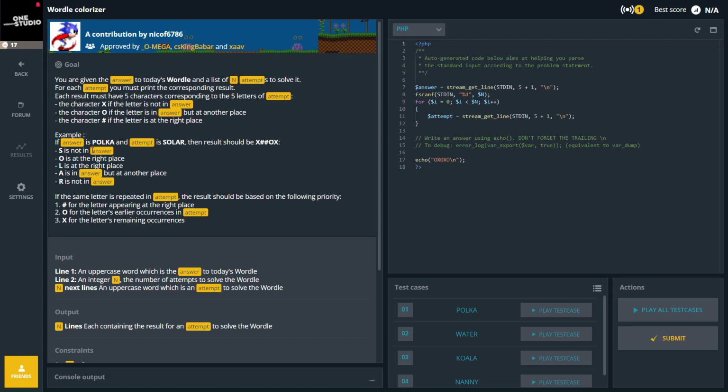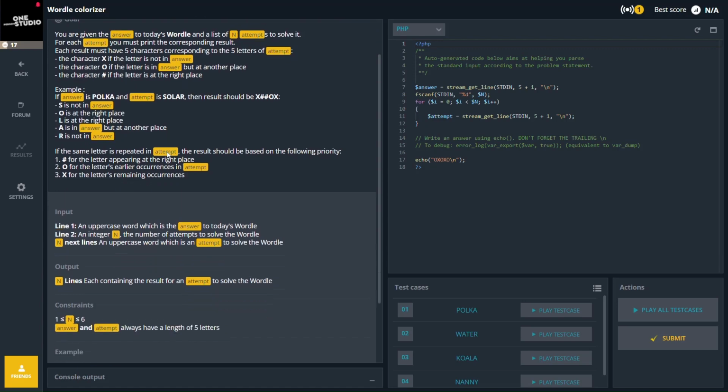Example, if the answer is POLKA and the attempt is SOLAR, then the result should be X hashtag hashtag O X. S is not in the answer, O is at the right place, L is at the right place, A is in the answer but in another place, R is not in the answer.